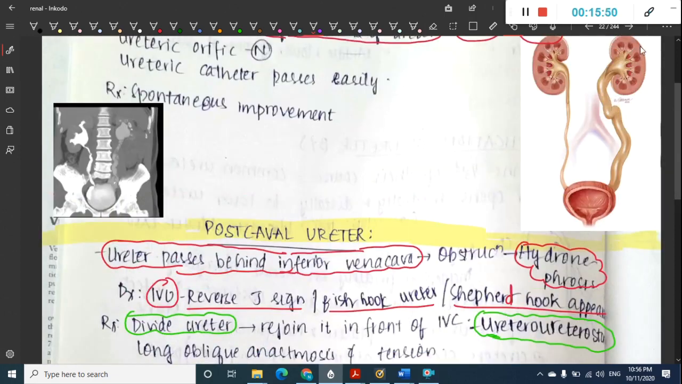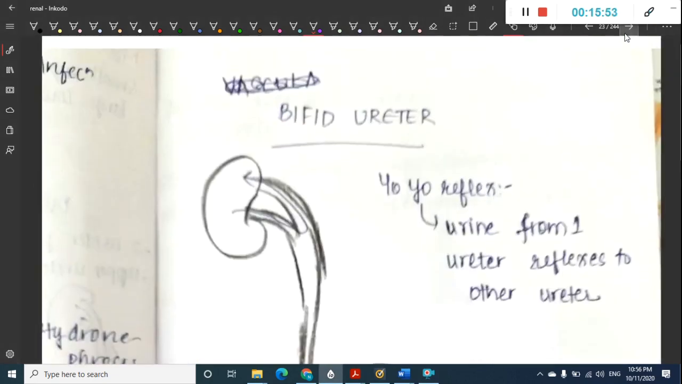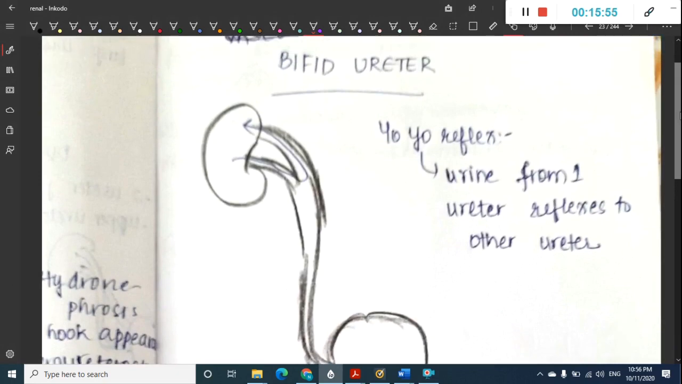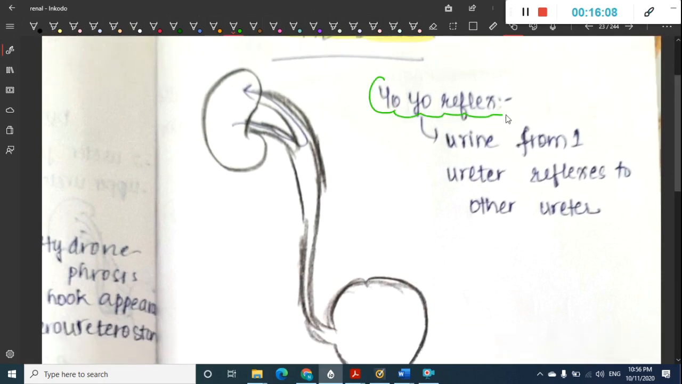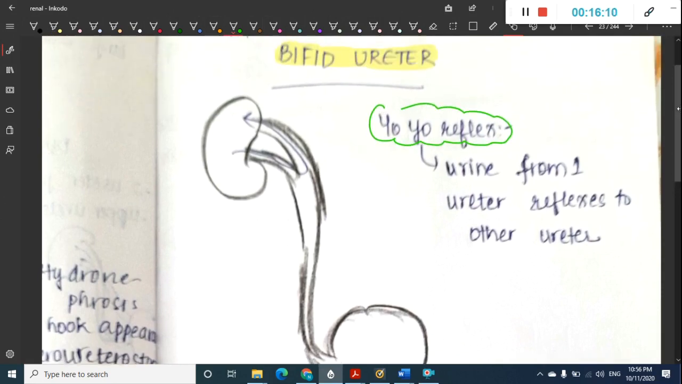The next important thing is bifid ureter. I have already shown you the picture of the bifid ureter before. In the bifid ureter, something called yo-yo reflux can occur. So what is yo-yo reflux? The urine from one ureter should go down like this, but along with that, it might reflux back to the other ureter. This is called yo-yo reflux. This is seen in bifid ureter.